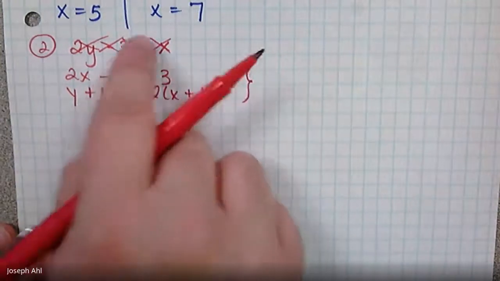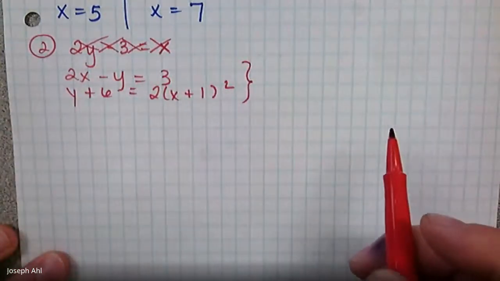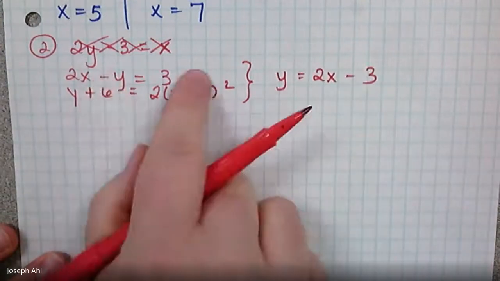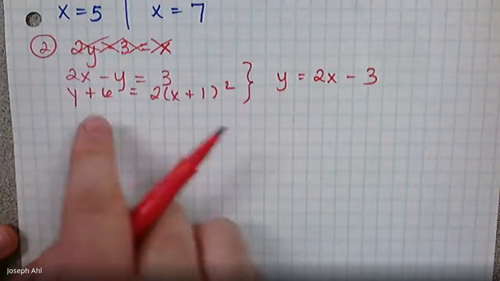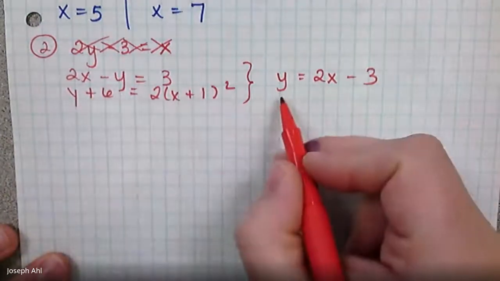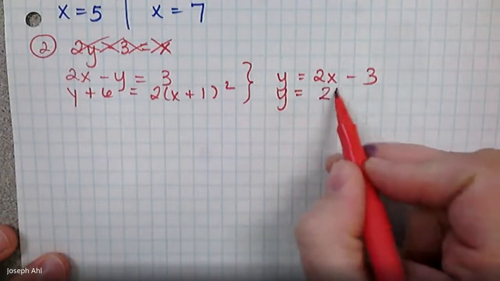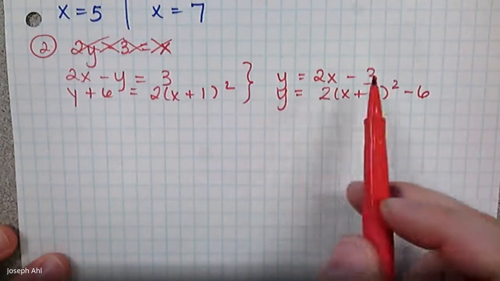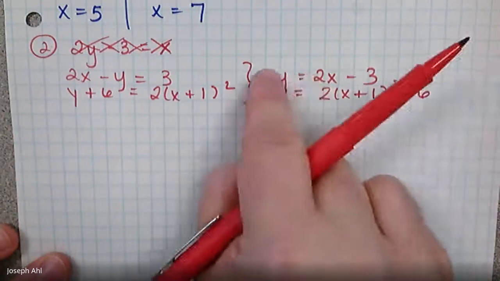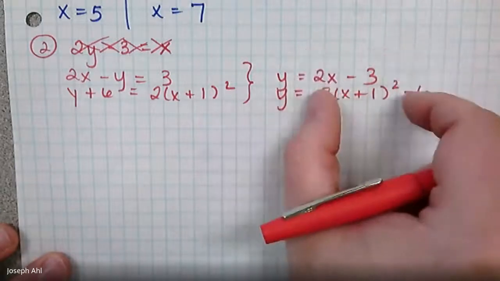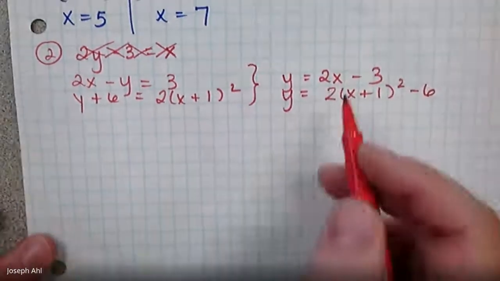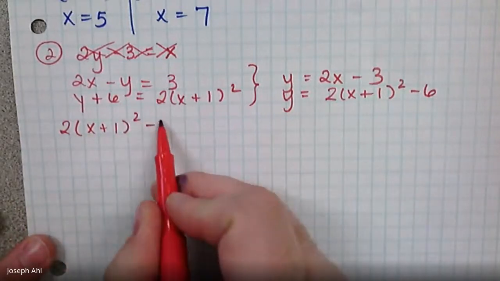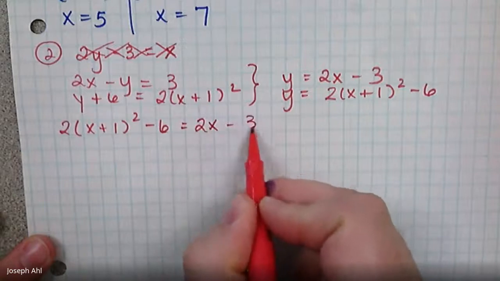So if you do a little rearranging here, I don't know if that's what I was trying to do in my head when I wrote it originally. If you do some rearranging, you get y equals 2x minus 3, right? Add the y here, subtract the 3 there, something like that. And then this one, all you have to do is subtract 6 to the other side. So we get y equals 2 times (x plus 1) squared with a minus 6 after it. Because if you set them both equal to y, then to solve the system, if y equals this and y equals that, then these two things are equal. Okay, so we're going to set the quadratic, 2(x plus 1) squared minus 6, equal to 2x minus 3, and then solve from there.